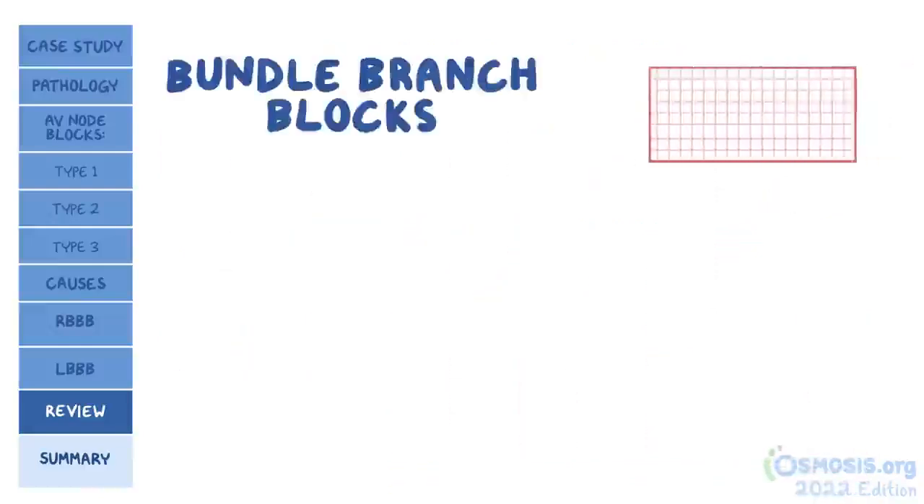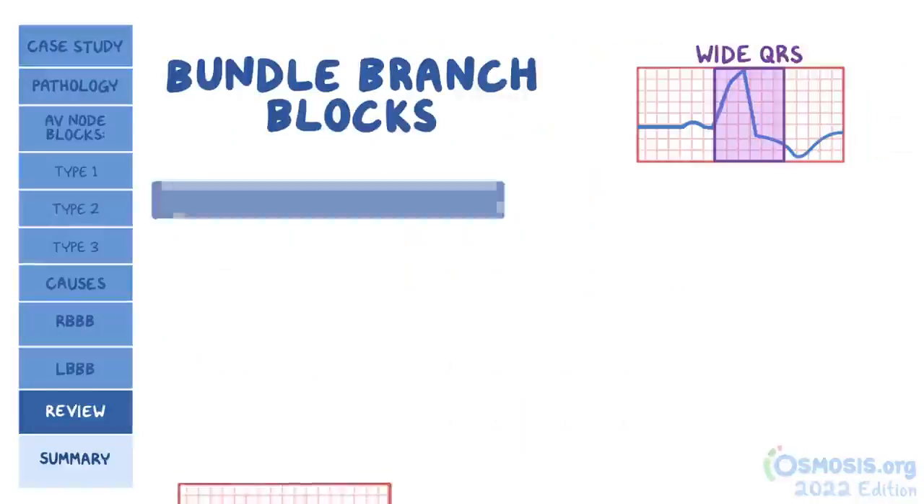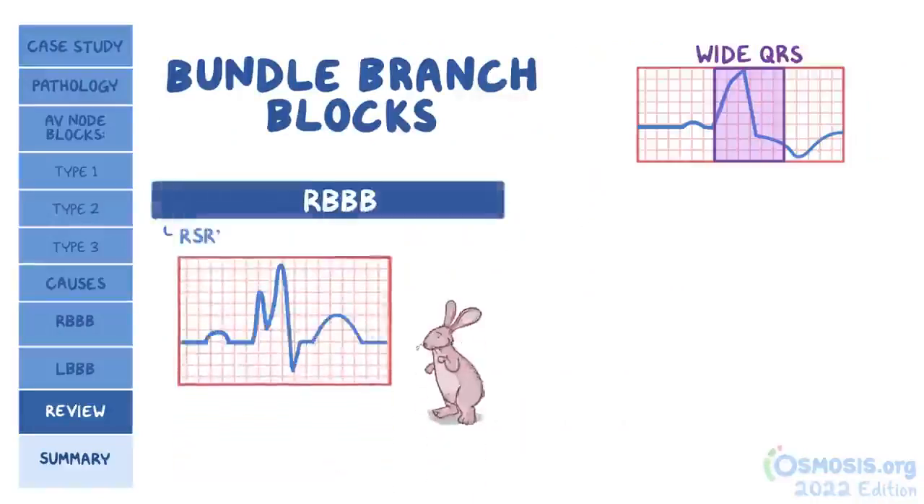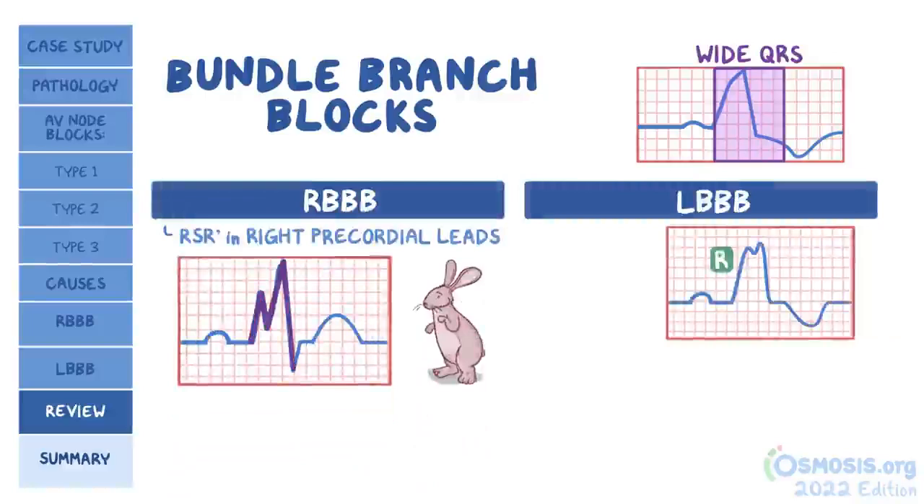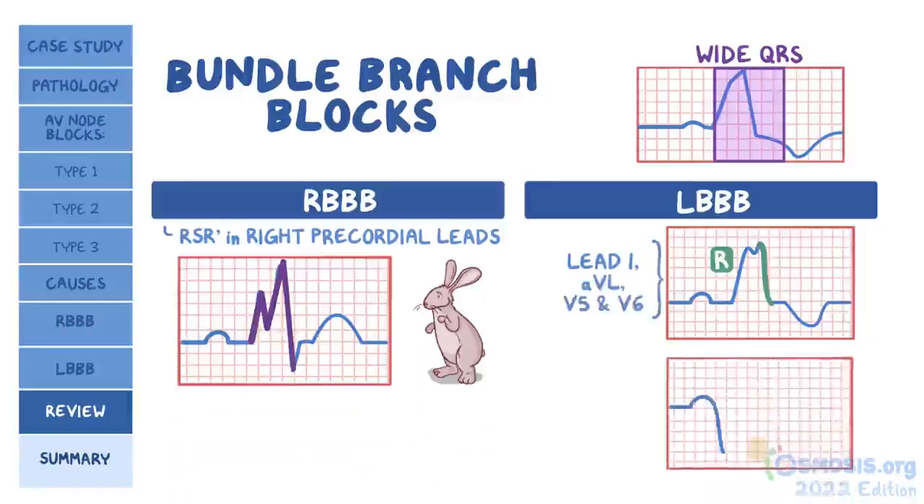Bundle branch blocks also have a wide QRS complex. In RBBB, an RSR complex, or rabbit ears, appears in the right-sided precordial leads. In LBBB, there are tall R waves in leads 1, AVL, V5, and V6, as well as deep S waves in lead V1.